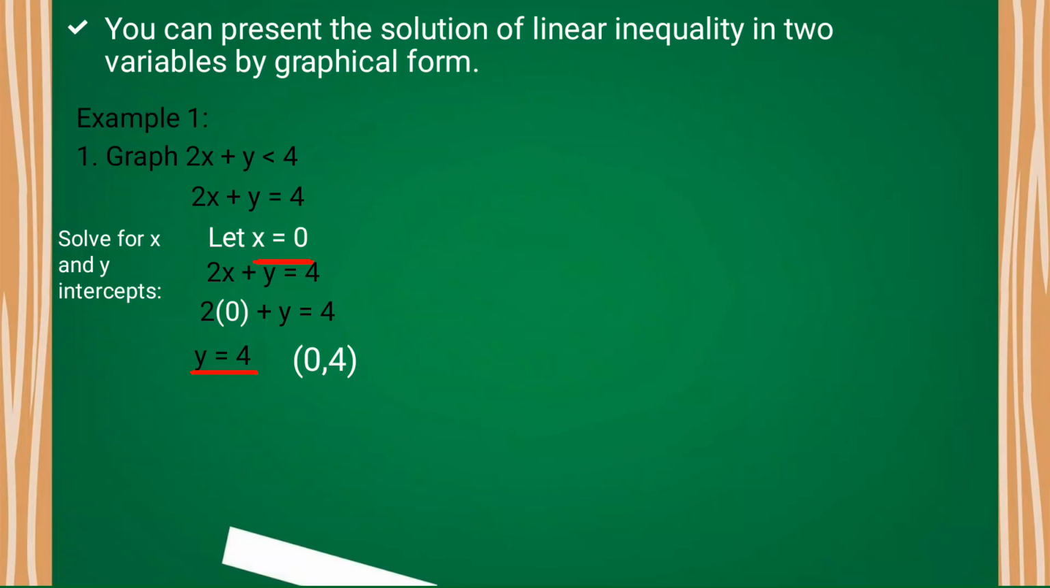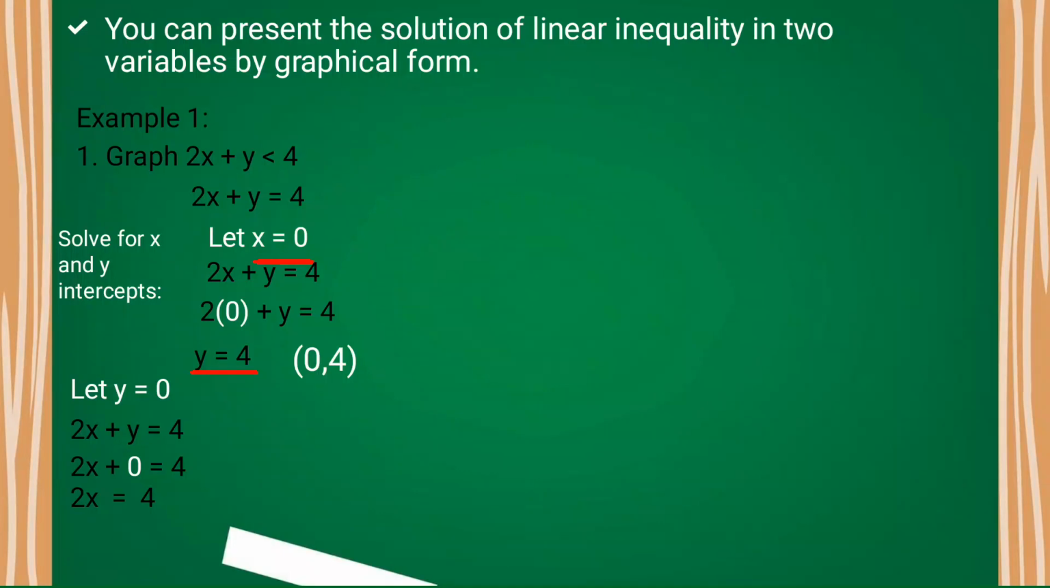Next po, we're done with the let x is equal to 0. How about let y is equal to 0? So again po, let us use this equation. 2x plus y is equal to 4. Let us substitute y is equal to 0. So let us change y. 2x plus 0 is equal to 4. So therefore, let us remove the 0.